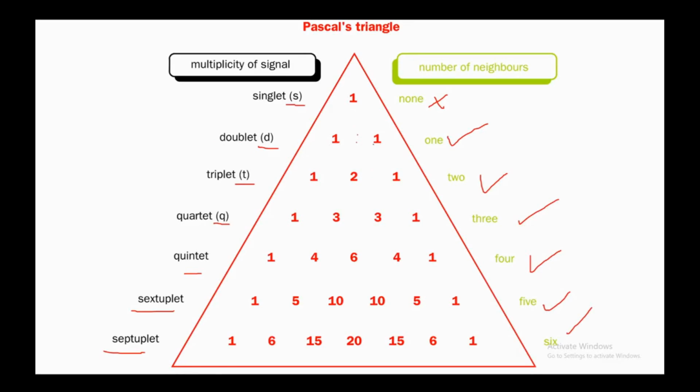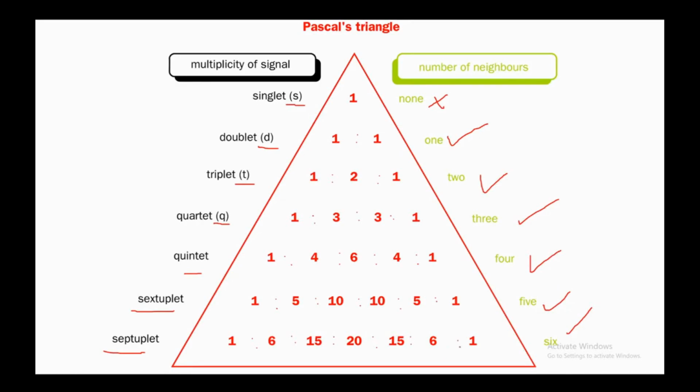And for doublet, the ratio is 1:1. For triplet, it is 1:2:1. For quartet, it is 1:3:3:1. For quintet, it's 1:4:6:4:1. For sextuplet, it's 1:5:10:10:5:1. And for septuplet, it's 1:6:15:20:15:6:1.